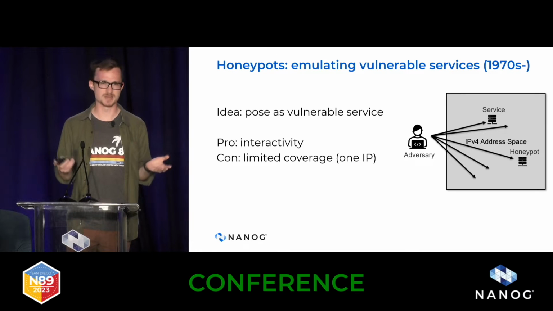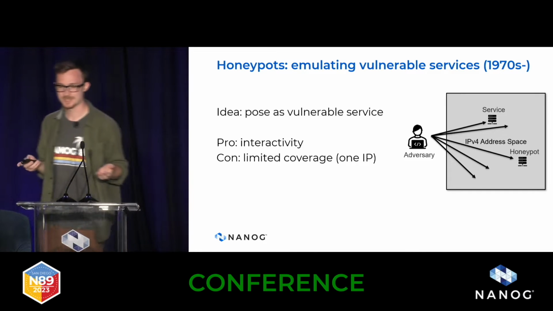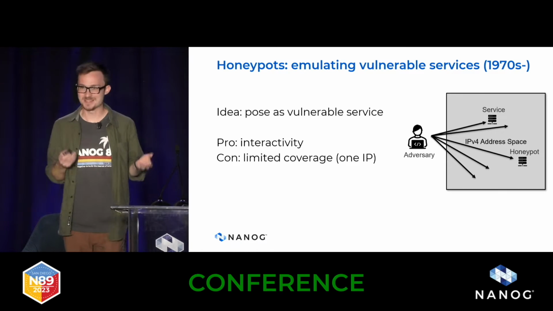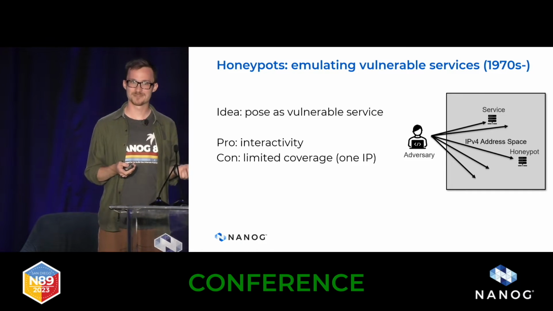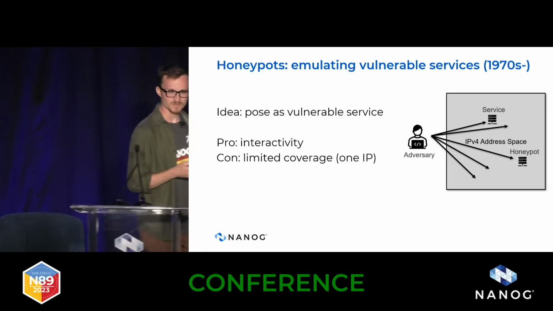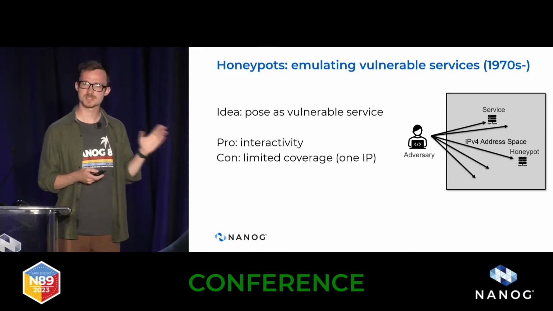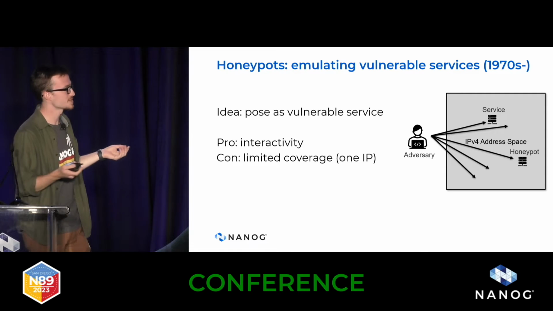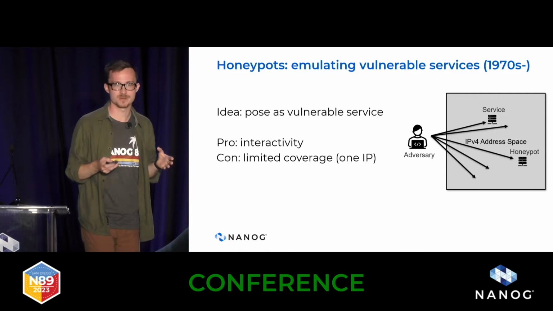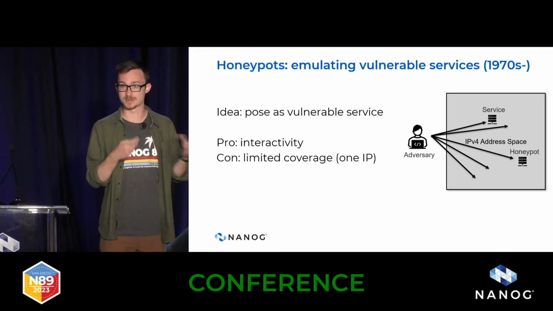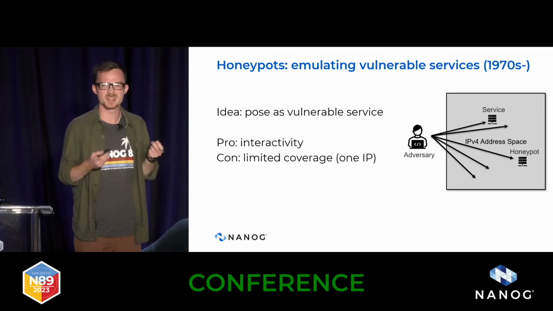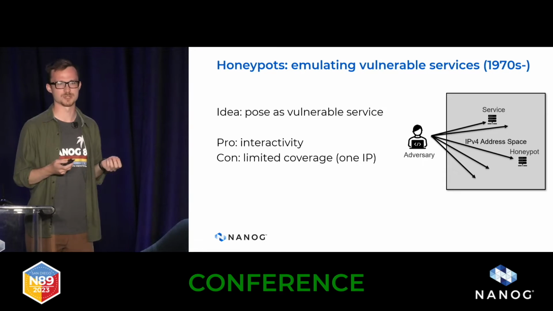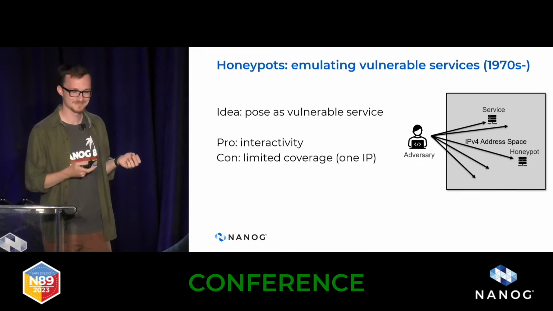The first is honeypots. Now I'm sure everyone's heard of honeypots. Honeypots are really sort of older than the internet itself. The idea here is that we're going to pose as a vulnerable service on some other IP address and interact with the adversary. Now this has advantages. We get application layer interactivity, and so we can interact with them and we can cause follow-on behavior, and so we can understand how they're exploiting this service. Downside is we have limited coverage, usually deployed to just a single IP.